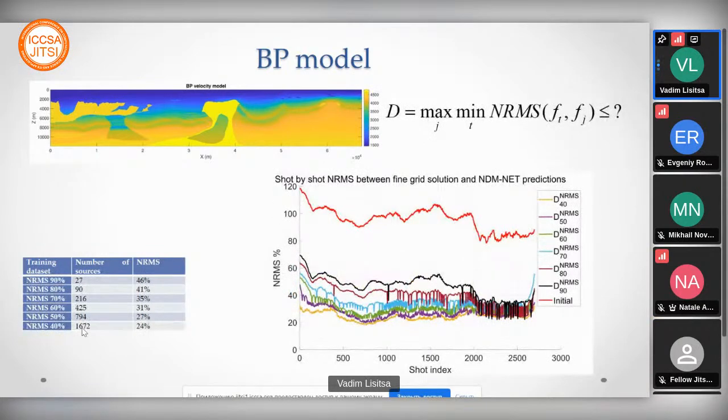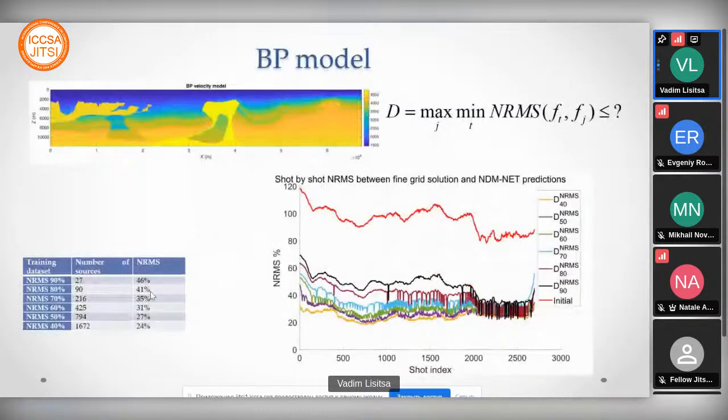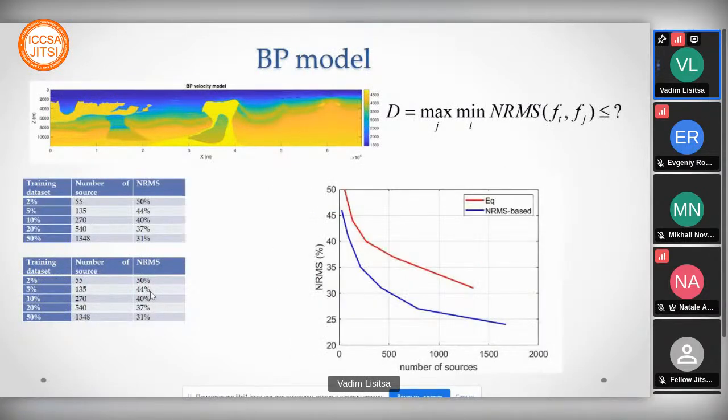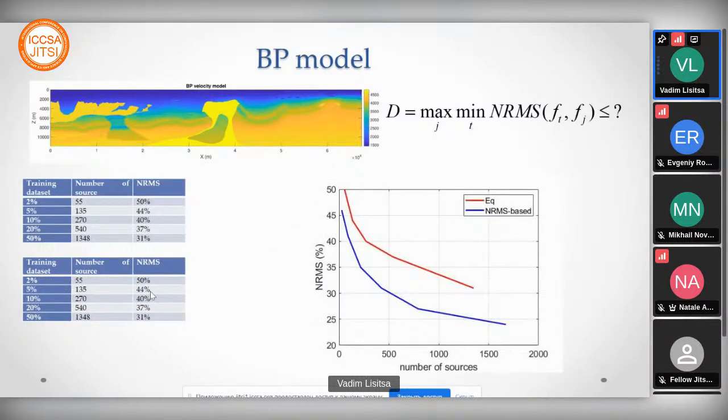Then we applied the idea which I described before. We try to keep the distance between the entire data set and the training data set below a predicted level. And you see that using like 90 sources, we can get about 41% NRMS between the fine mesh solution and the predicted solution, which is comparable with the 100. I forgot to change the second table.